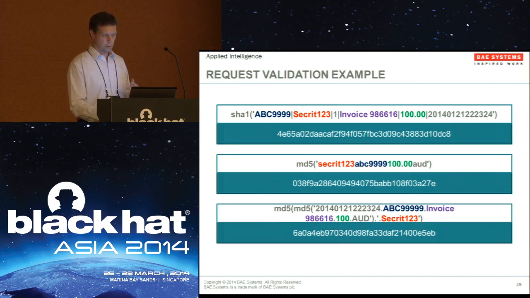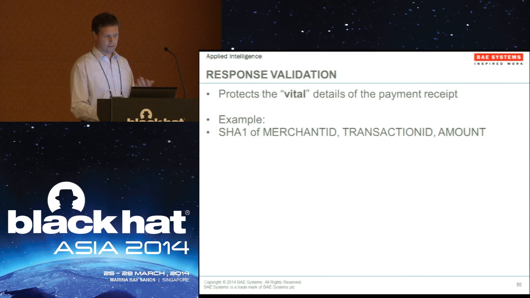When you're dealing with payment gateways, each payment gateway has their own way of doing things. So from an implementation perspective, they're slightly different, but from a design perspective, it's the same thing. You're generating a hash, and the hash consists of values plus your secret. Response validation is the same thing, only protects the vital details. Typically, that's just the merchant ID, the transaction ID, and the amount.